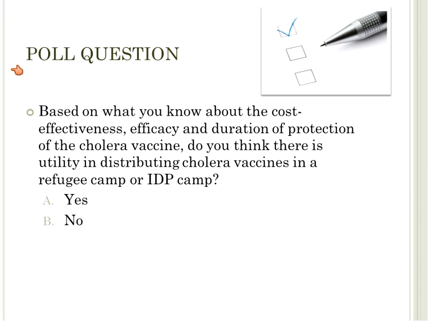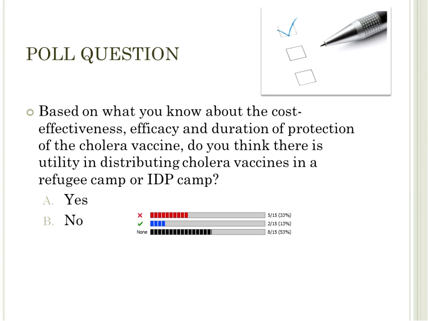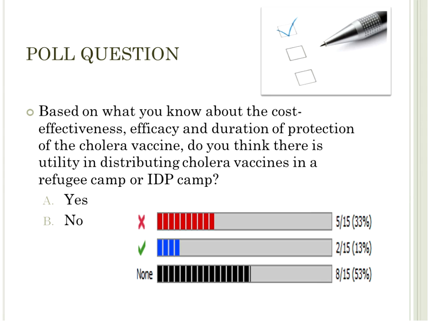All right, Linda, I'm going to display these results for you, and we'll publish these so you can see just real quickly how they ended up. Okay. So it looks like the majority of people said no. So 33% of the people said no. 13% of those that responded said yes. So I want to ask those that said yes, you think that there might be some utility in distributing the cholera vaccine. Could you please tell me why?